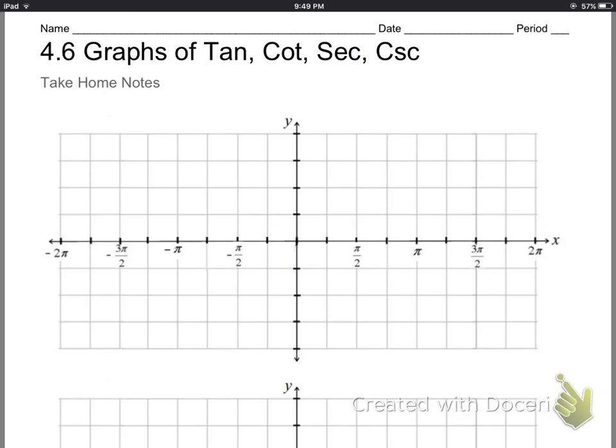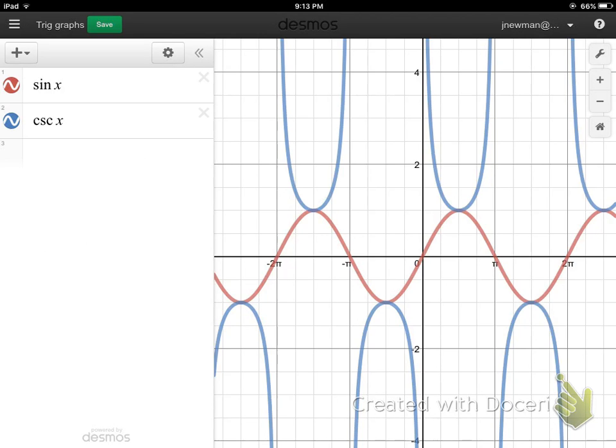Hello everyone, today we're going to look at graphs of tangent, cotangent, secant, and cosecant. In your notes you have just blank graphs because I want you to pause and take some time to sketch it. I'm going to be using Desmos, and I recommend you use the same because, well, Desmos is awesome.